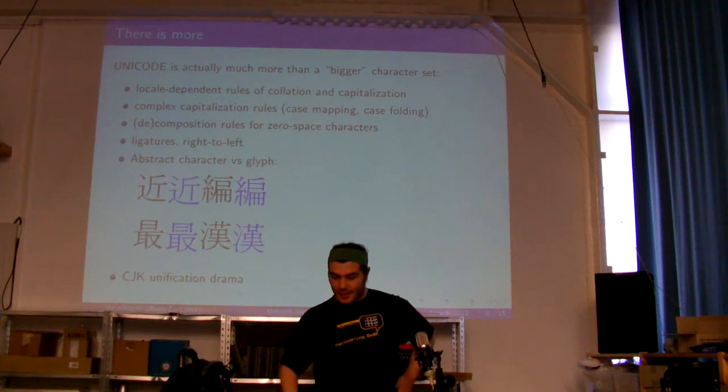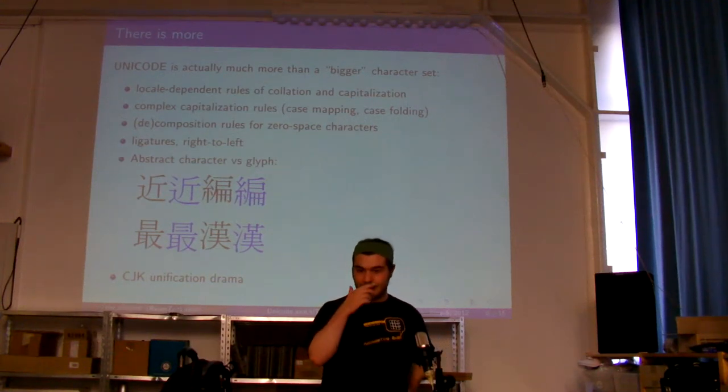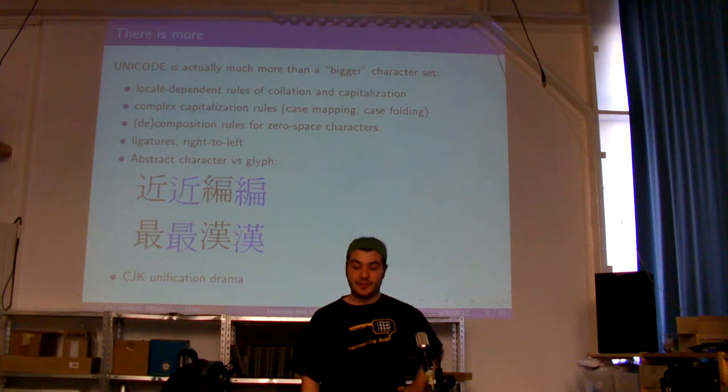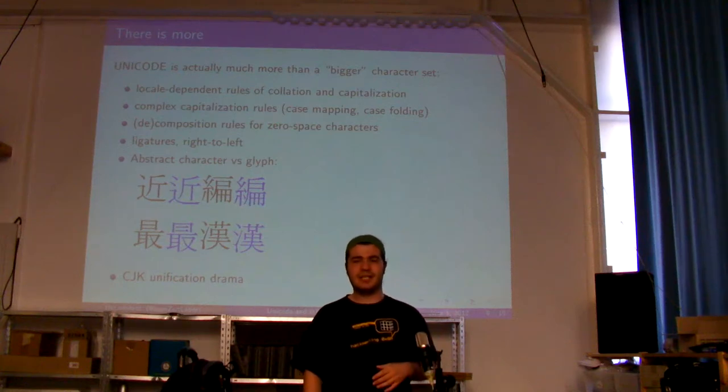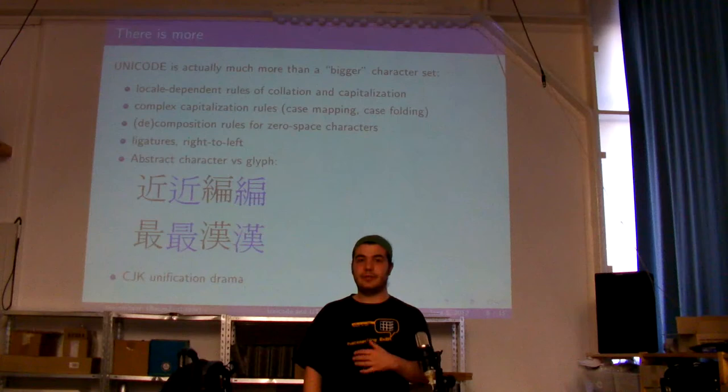Now, there is more. I will not talk too much about all that stuff. I will just say that there are specific rules in the Unicode standard. So the Unicode standard is not just a set of characters. There are specific rules, for example, for collation, so how to sort characters, depending also on the locale.